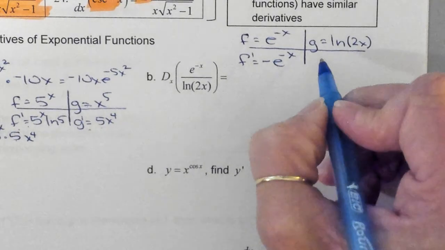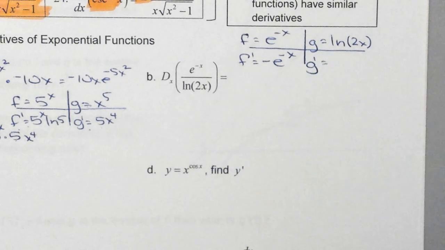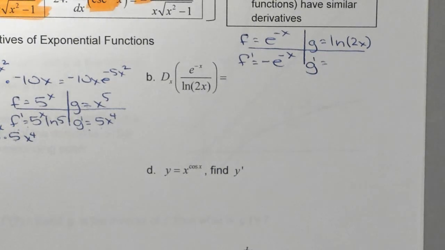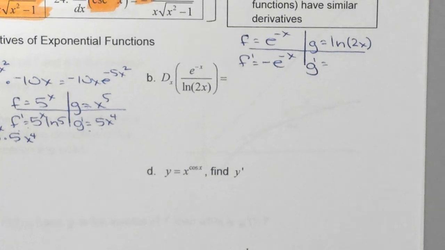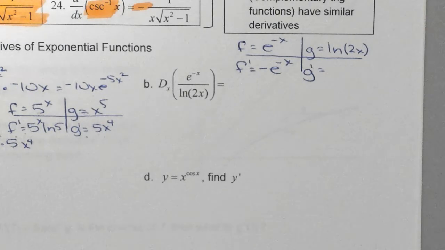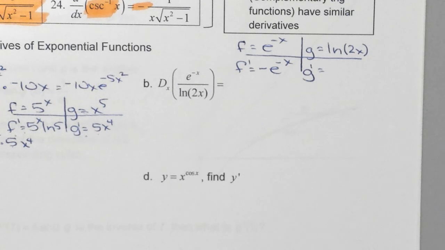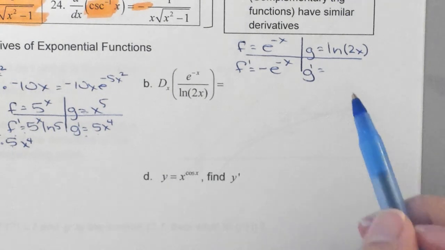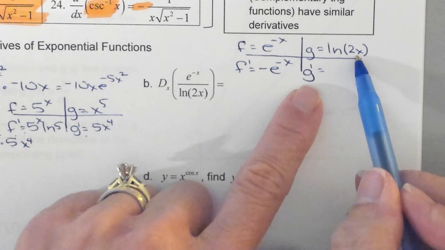Ooh, g prime. This means we have to go back one section. What's the derivative of the natural log of x? 1 over, in this case, it's going to be 1 over 2x. And then I have to take the derivative of what's inside.